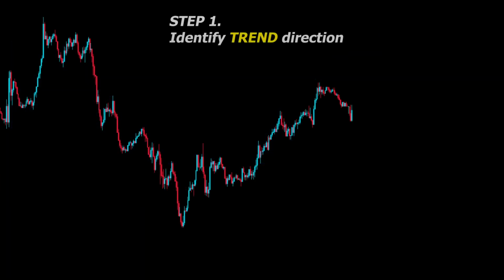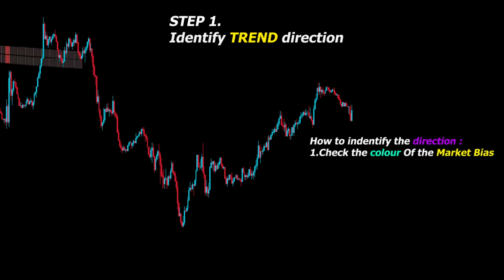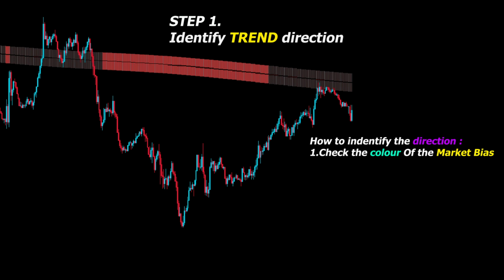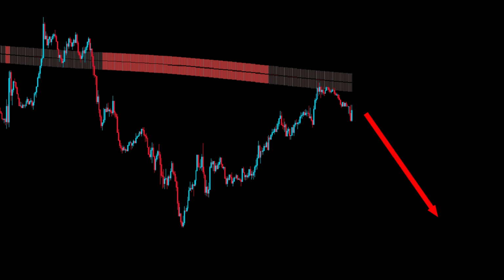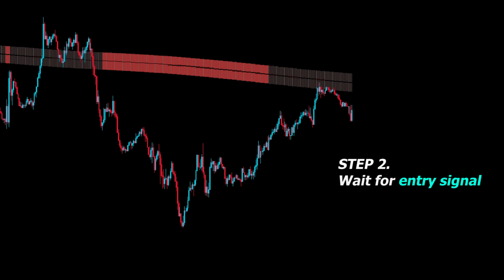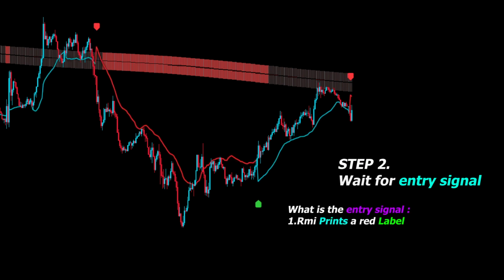First, we need to identify the overall direction, and we do this by analyzing the color of the market bias. And in this scenario, the market bias is colored red, which means we're only looking for bearish continuation trades. Now, the second step is to wait for our entry signal, which is the RMI Trend Sniper issuing a red label directly above price action, with the blue line changing to red.